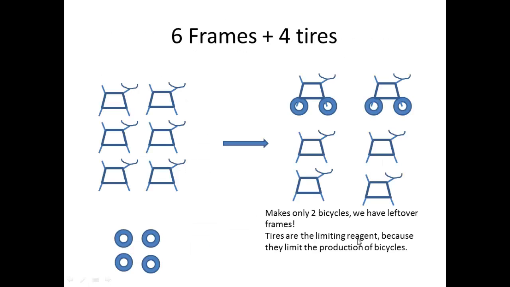Let's think about that with this molecular model. If I had 6 frames and 4 tires, I can only make 2 bicycles, because after I've reacted those tires, I'm not going to have any tires left. That's why we call tires the limiting reagent, because after they run out, we're not going to have any tires to react. We're just going to have excess of the other reactant.